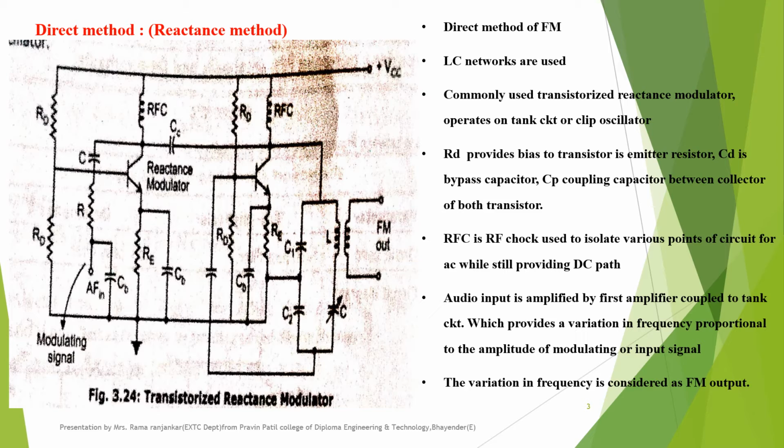Audio input is amplified by the first amplifier coupled to the tank circuit, which provides a variation in frequency proportional to the amplitude of the modulating or input signal. The variation in frequency is considered as the FM output.